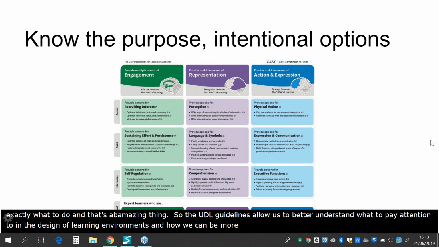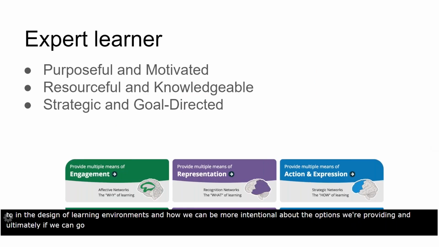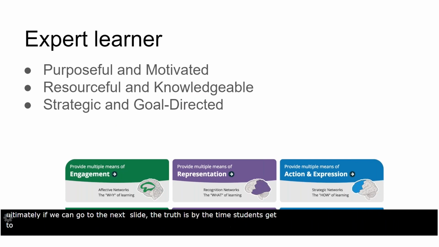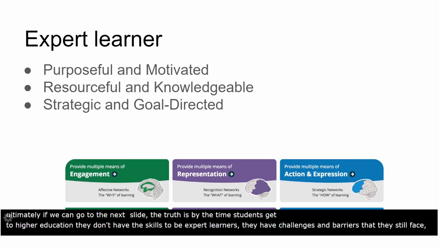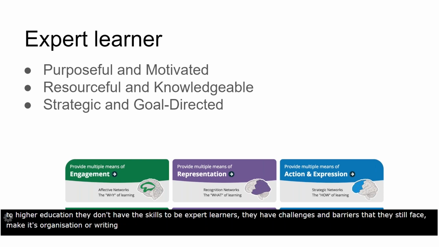And ultimately, if we could go to the next slide, the truth is that unfortunately, by the time students get to higher education, they don't have all of the skills necessary to be expert learners. They have challenges and barriers that they still face. Maybe it's around organization or writing skills, reading or annotating for comprehension, or knowing how to have a robust discussion. These nuts and bolts skills we need to make explicit and really scaffold students to learn. Because if we don't scaffold these skills, when will they get them?